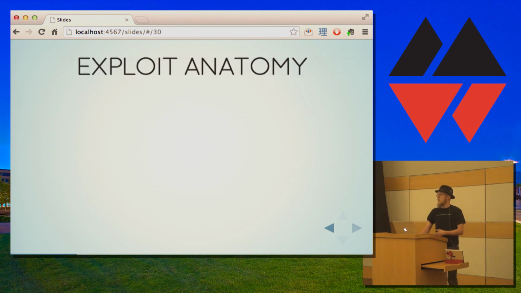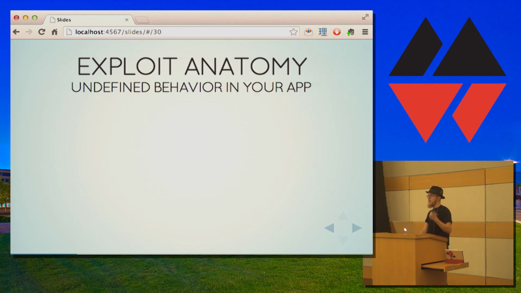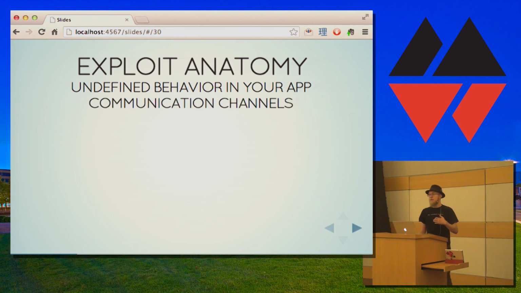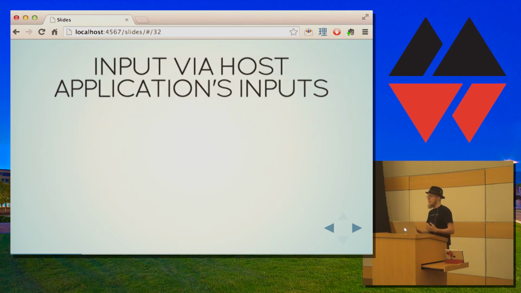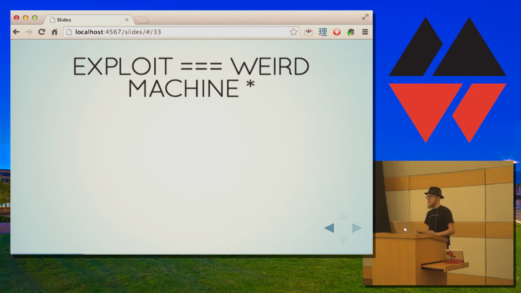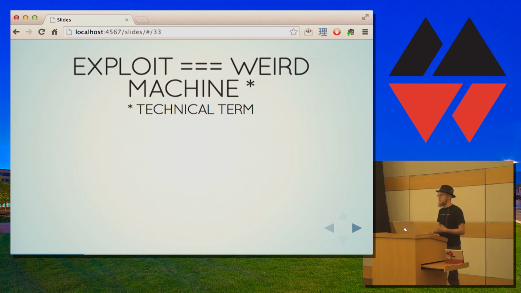But what's different? The thing that's different about an exploit is that it's made up of a slightly different set of components than your usual machine. There's got to be undefined behavior in the application that you're looking at, and there has to be some way of talking to that undefined behavior. Exploits are living inside applications and frameworks, and the way that they get input is through those applications' or frameworks' inputs. So you can think of an exploit as not just a machine, but a weird machine, because there's this level of indirection where the exploit is receiving input through the inputs in a way you didn't expect. Weird machine is actually the term that some people in the offensive infosec community use to refer to these, because it feels like you're programming in a really strange language that's accepted by a very strange machine.